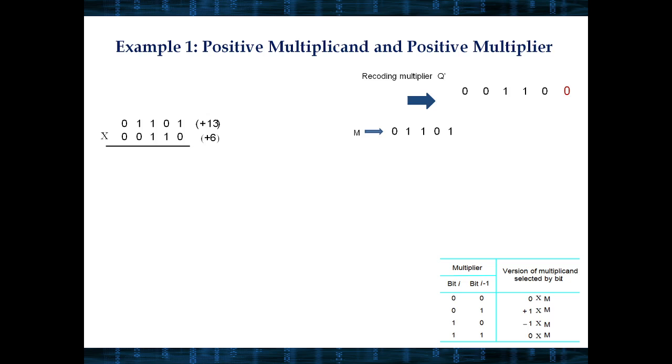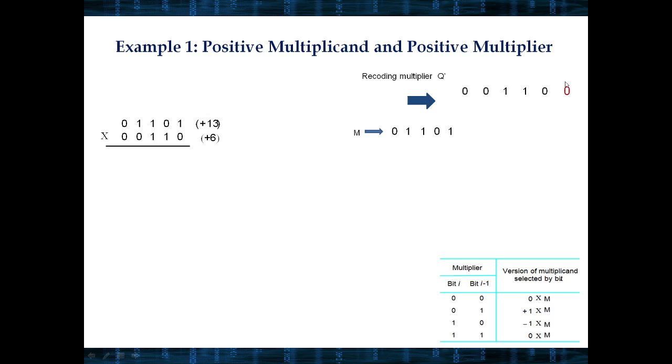So now we'll see the example for Booth's algorithm. In example 1, we'll consider positive multiplicand and positive multiplier. We'll take multiplicand as plus 13 and multiplier as plus 6. What we have to do first is recode the multiplier. Here the multiplier is nothing but 0, 0, 1, 1, 0.